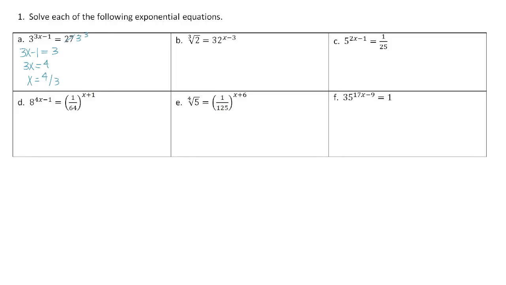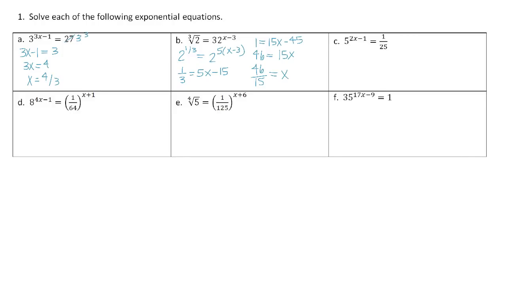All right, moving on to the next. The cube root of 2, we need to rewrite that to be 2 to the 1/3 power. And 2 to the 5th is 32, and we still have x − 3 here. So I'm going to have 1/3 = 5x − 15. And so here, if you want to get rid of the fraction, you can multiply everything through by 3. If you do that, you have 1 = 15x − 45. Add your 45 over, and then divide by 15. So we have 46 over 15 equals x.